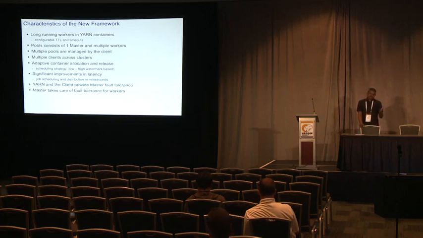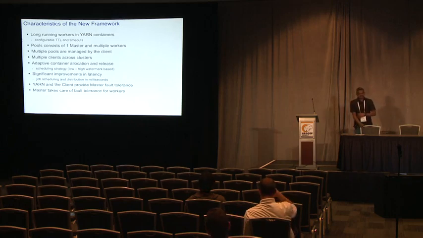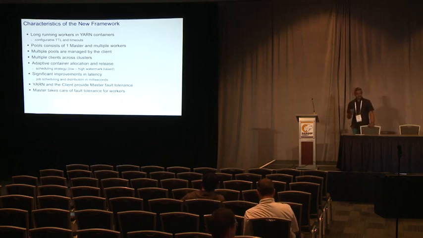YARN also has AM fault tolerance. So when the AM goes down, YARN does spawn the AM again. And the client takes care of the other fault tolerance. And of course, the master takes care of the fault tolerance for the workers.